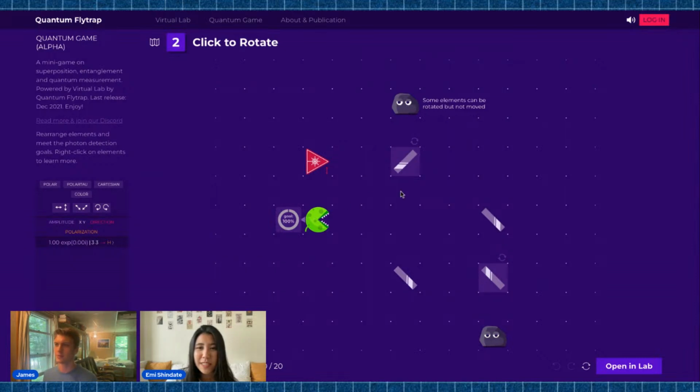Some elements can be rotated but not moved. So what, these mirrors? Yeah. Oh, I see. Okay, and the point of this is to reflect all of the photons into this detector. Fine. That sounds cool. I think we can do that. Yeah, this is very classical. How can I undo? There we go. So yeah, this is quite classical actually.